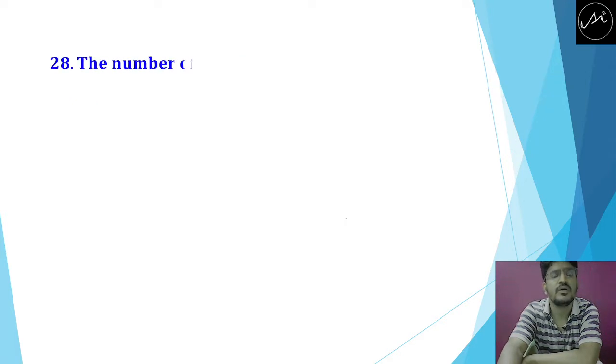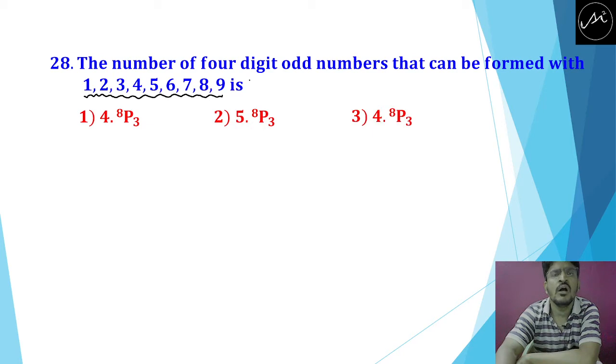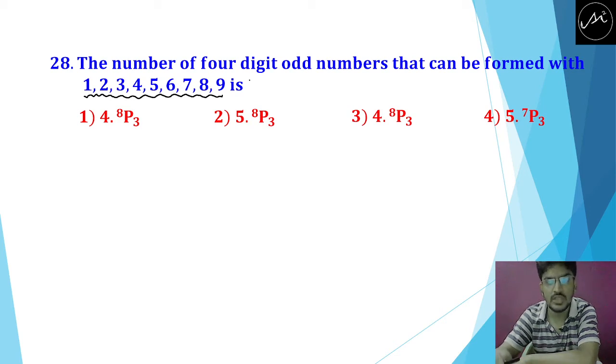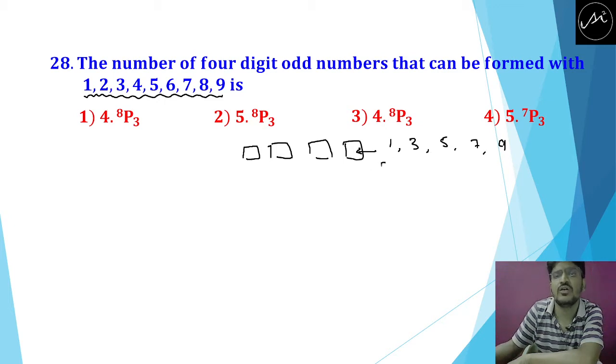Now we can go to the 28th problem: the number of four digit odd numbers that can be formed with these 9 digits. So here the options are already given. For a four digit odd number, you have four places. In the last place either you can write 1, 3, 5, 7, or 9. That means it has 5 choices.